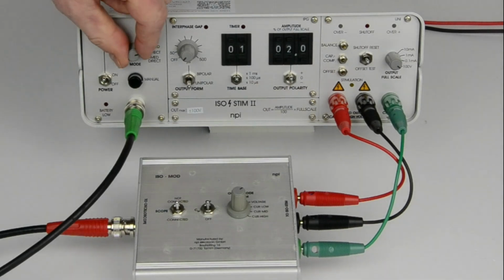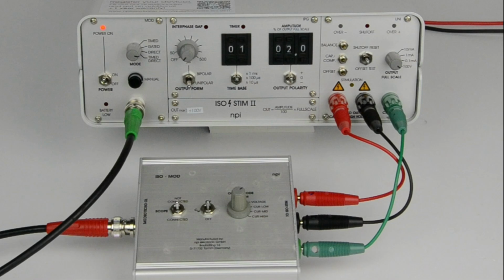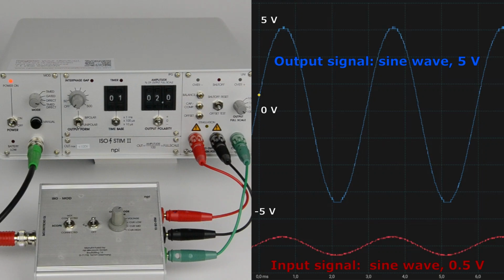In direct mode, both the amplitude and the duration, or even the shape of the input signal, is transferred to the output. We demonstrate this here by giving different waveforms to the input. The output signal follows this input, multiplied by the output scaling, in this case 10 volts per volt.